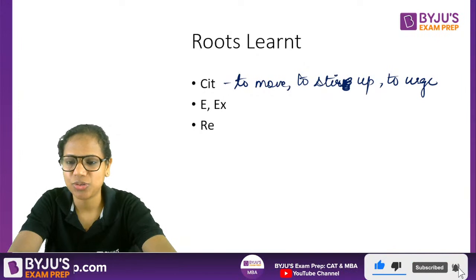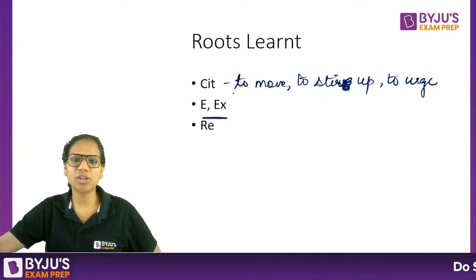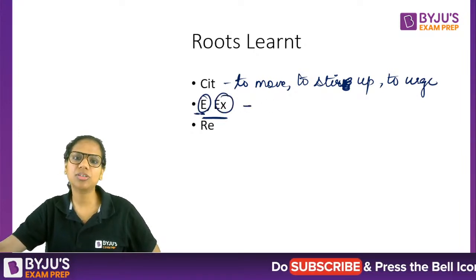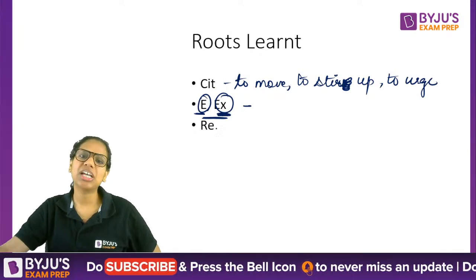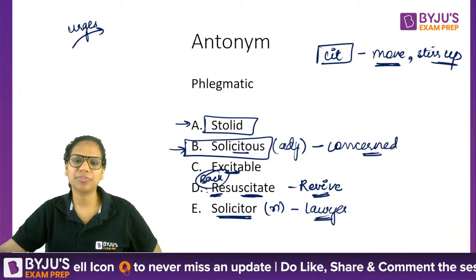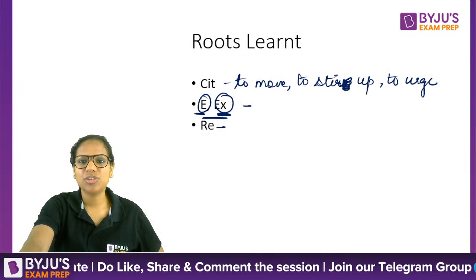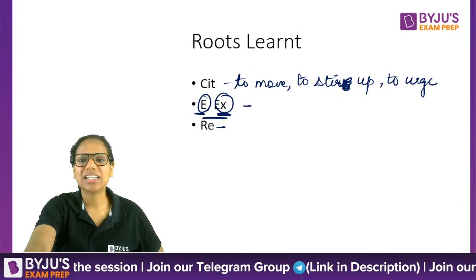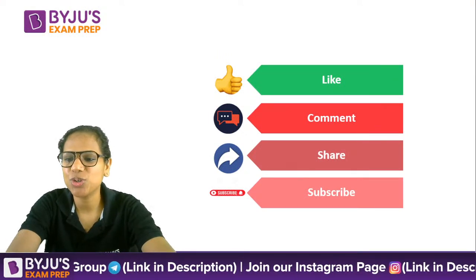Then, all right. So, E and X were present in excitable. I hope you realize this. E also means out. X also means out. In certain words, it's used as E. In certain words, it is used in the form of X. Re means back and again. So here we used it as back, to revive, to vivify somebody, to revitalize someone. Right. So I hope you've learned some words today.